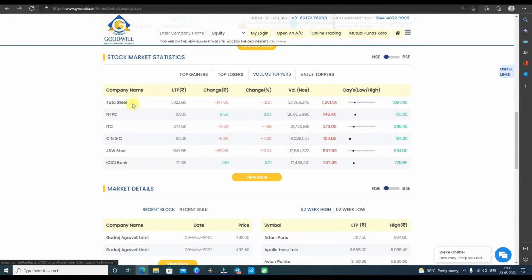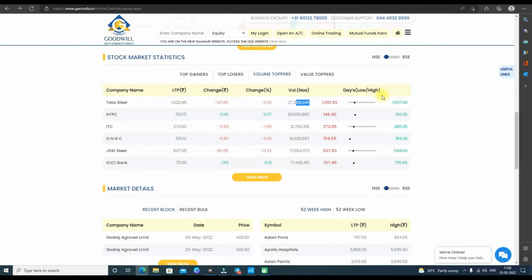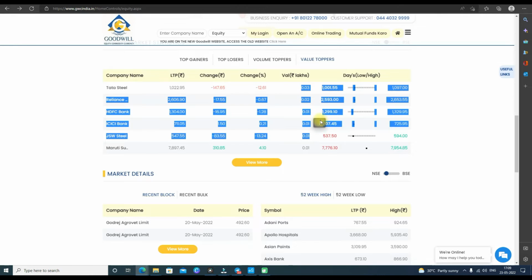After that we have volume toppers. For that we have Tata Steel, NTPC, ITC, ONGC, JSW Steel, and ICICI Bank. Here we can see the volume in number of shares. Basically 27,388,346 was the number of shares that have been traded in today's market. For value toppers we have Tata Steel, Reliance, HDFC Bank, ICICI Bank, JSW Steel, and Maruti Suzuki, and these are values in lakhs.